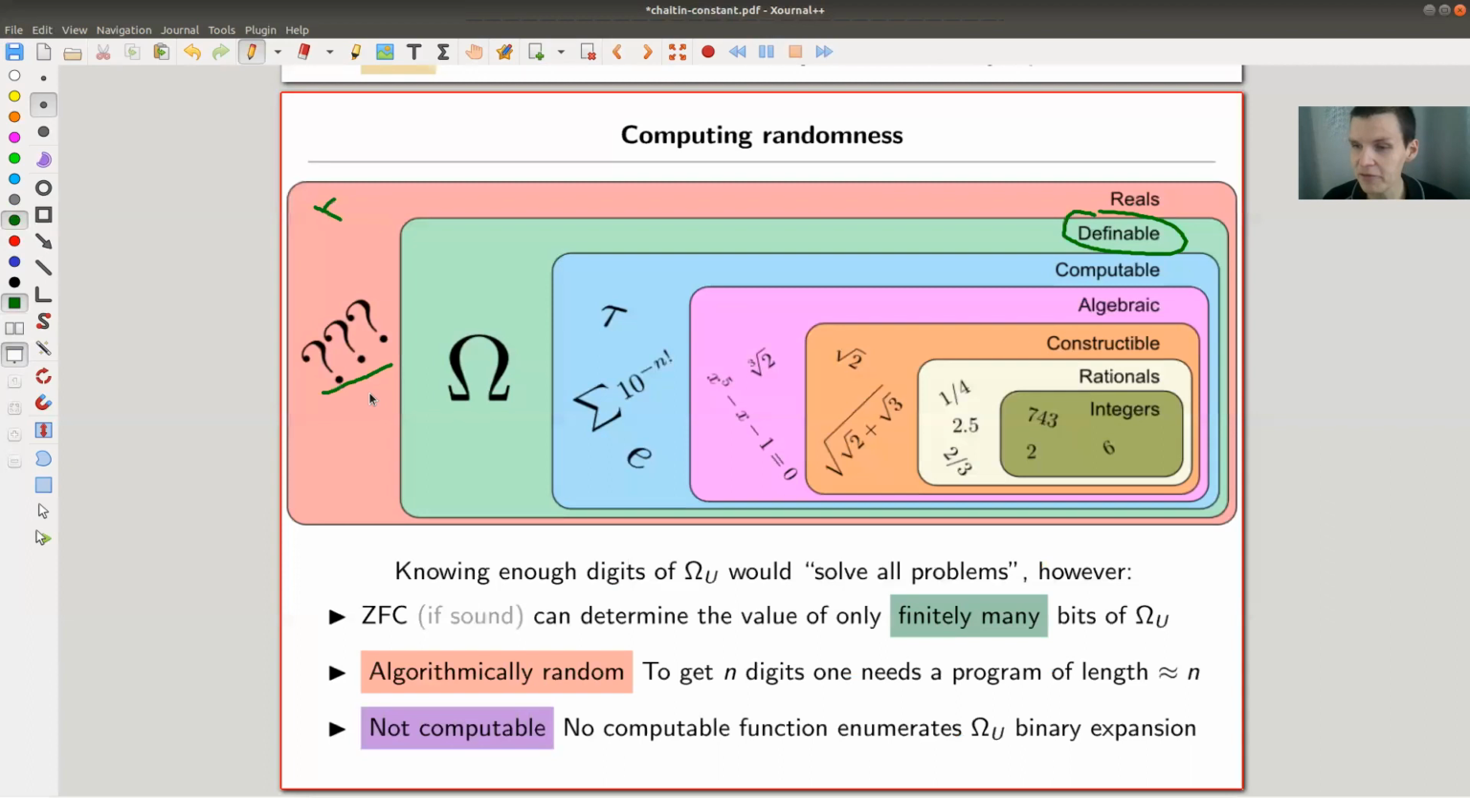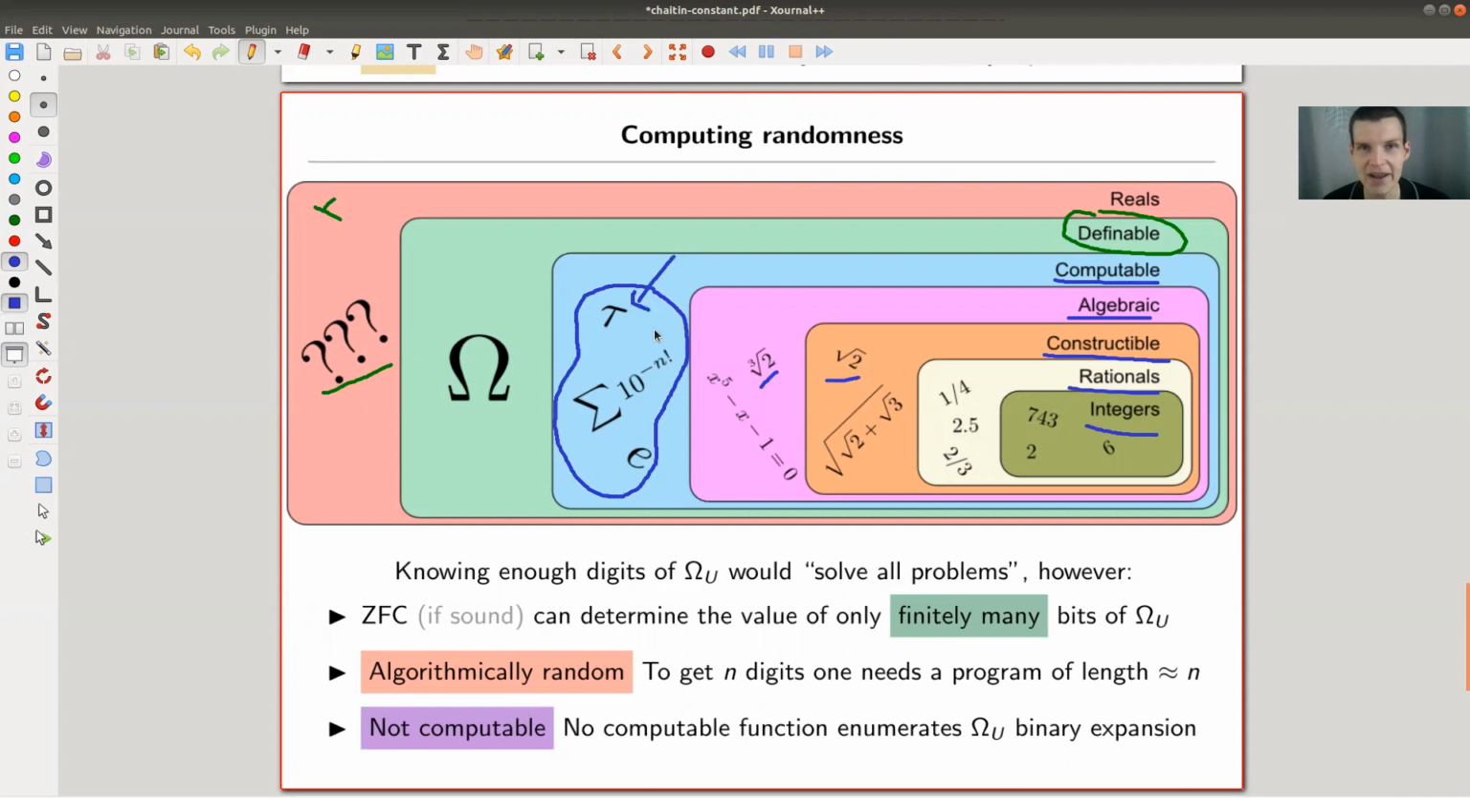Anyway, so let's go through this list here. It's ordered by complexity, if you want. So you have integers, yeah, 2, 6, something like that. Rationals, constructible numbers. These are numbers that are constructible with a straight edge and compass. Here are some examples. Then algebraic numbers, numbers that are roots of polynomials, well, whatever, the third root of 2, for example. You have computable numbers. This is where most of our constants actually live. This illustration prefers tau over pi, but okay, whatever.